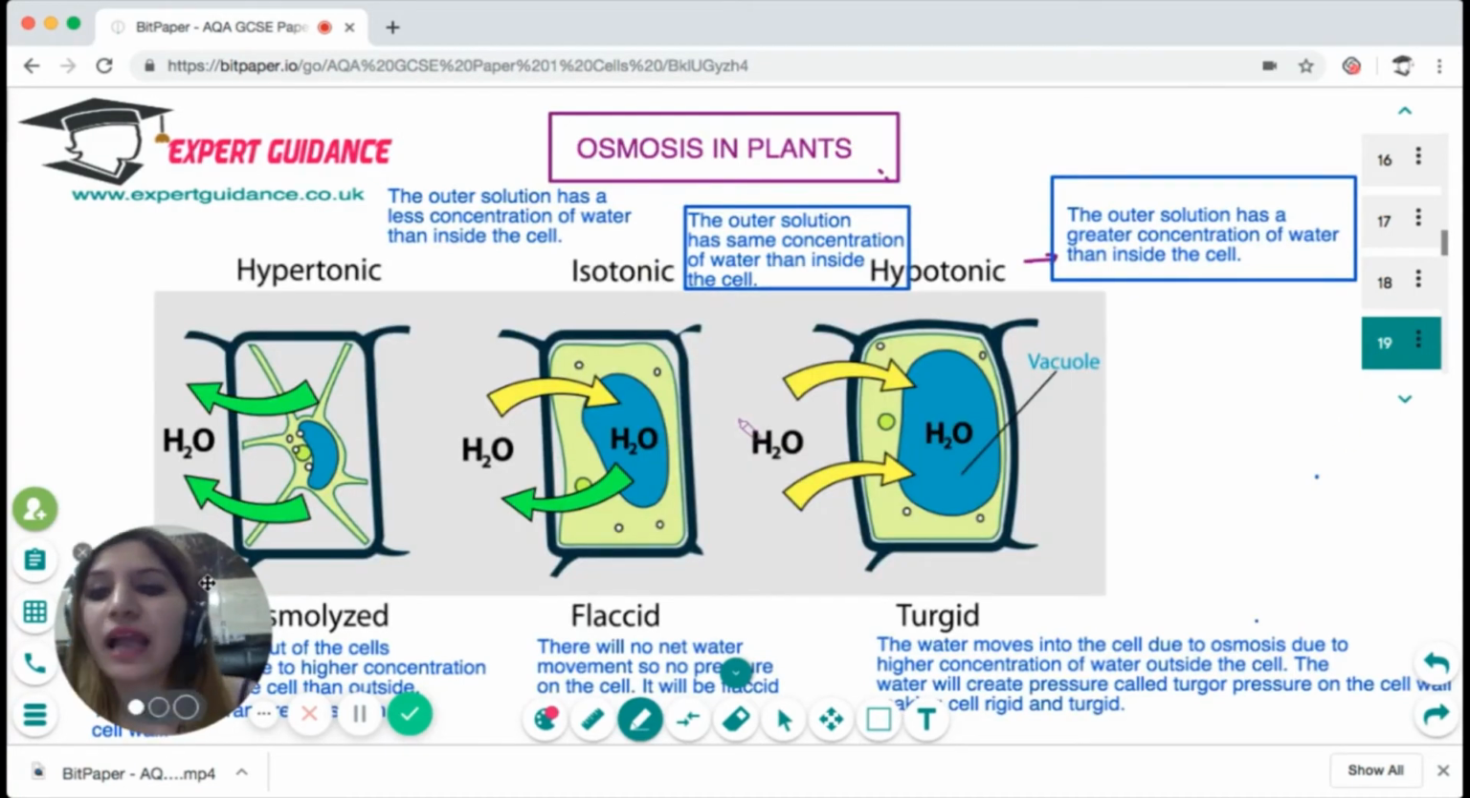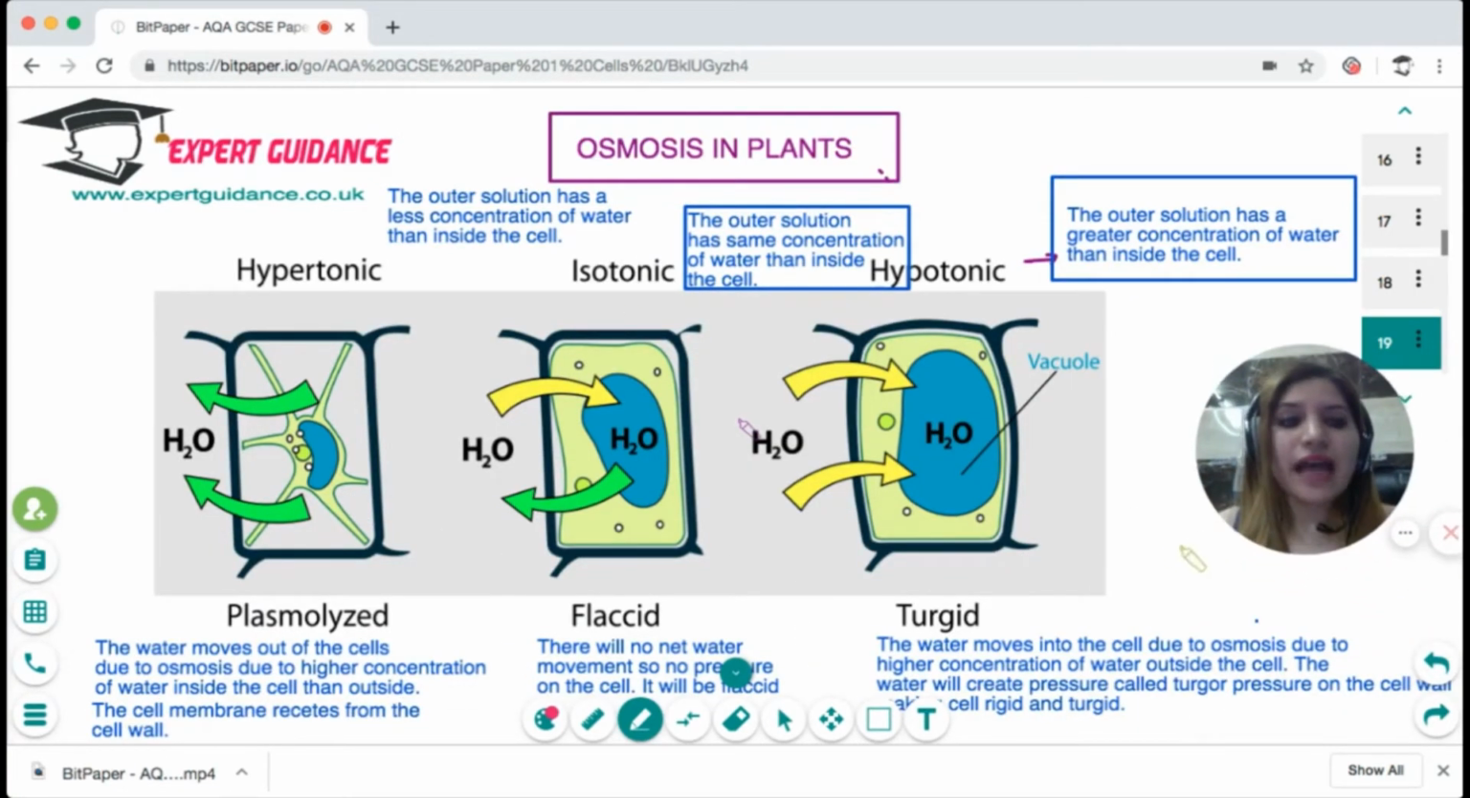Now, let's see how osmosis in plants takes place. There are generally three kinds of solution: hypertonic, hypotonic, and isotonic. Hyper means more solute. So the hypertonic is the solution that has more solute, so less concentration of water. Hypotonic is the solution that has less solute, so more concentration of water.